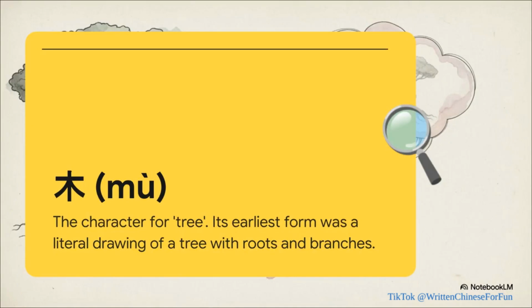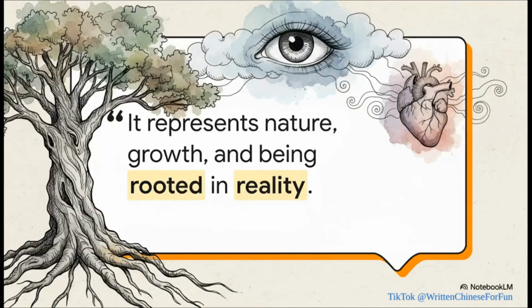Okay, our first stop is here. This little piece is mu, and it means tree. And you can totally see it, right? Way back when, it was literally just a drawing of a tree. You've got the branches up top and the roots down below. So simple, so direct. But this isn't just about a plant. This is the first ingredient in our idea of thinking. And what it does is it grounds the whole concept in the real world, in something physical and tangible that we can actually see and touch. So remember that. Our foundation is reality.